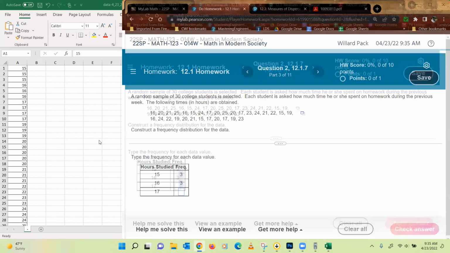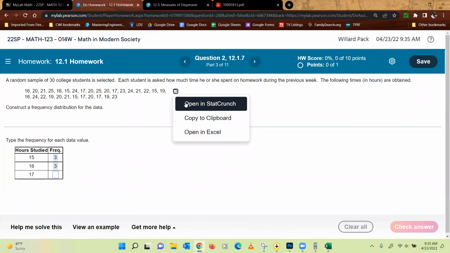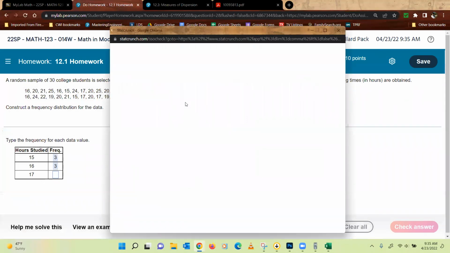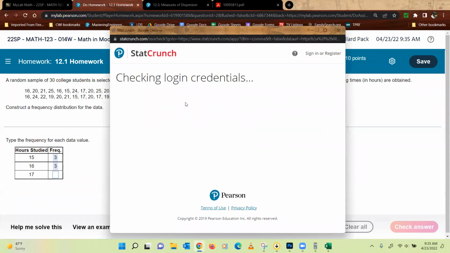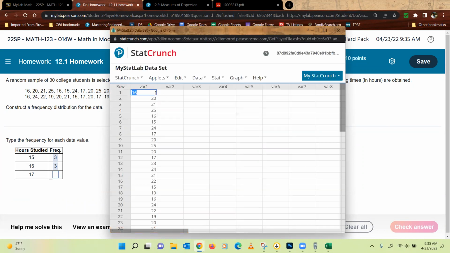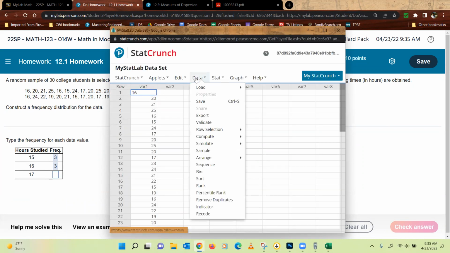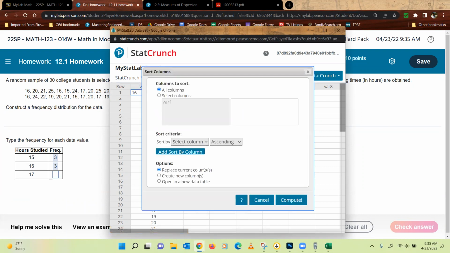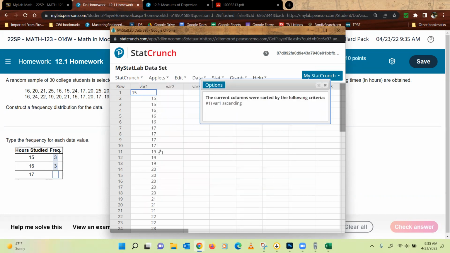Now, I also want to show you another, and that is open in StatCrunch. We all have StatCrunch built into my lab, so it should open for every one of us. And again, it will bring up the data, and if we want to, we can sort the data. I've gone to the data menu and I can click sort. You have to tell it which column you're looking at. And we're going to sort variable 1 and make it ascending. And when we do that, it puts it in numerical order.